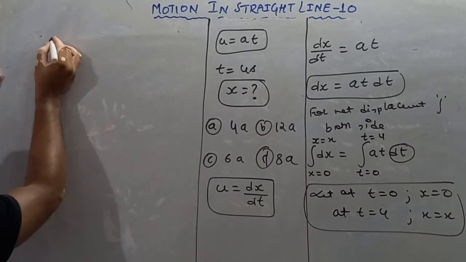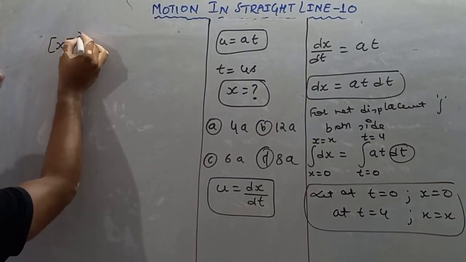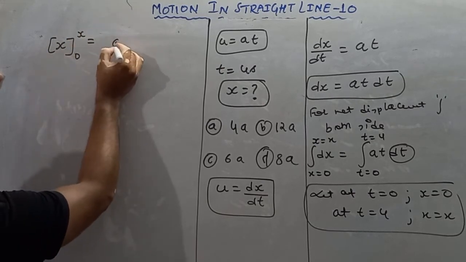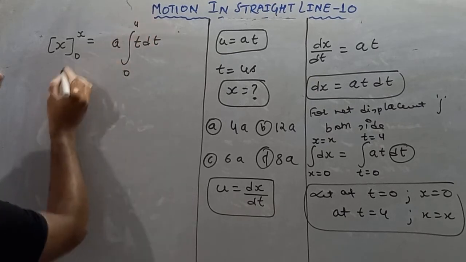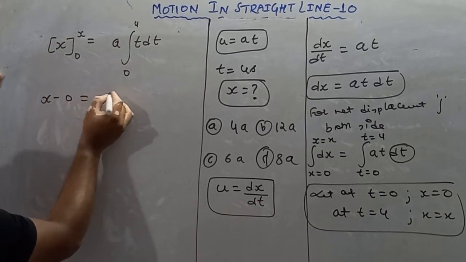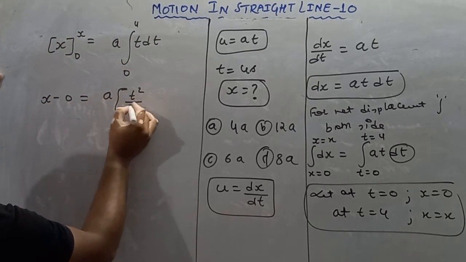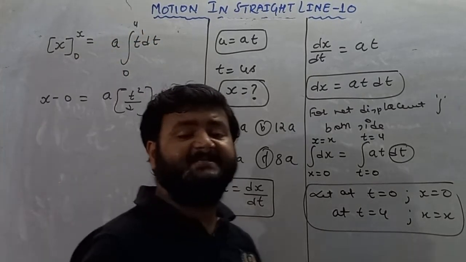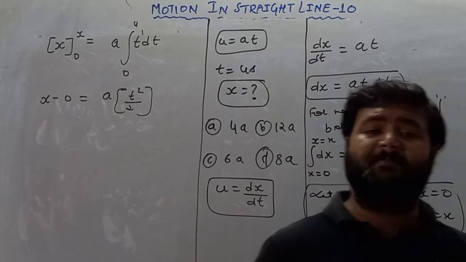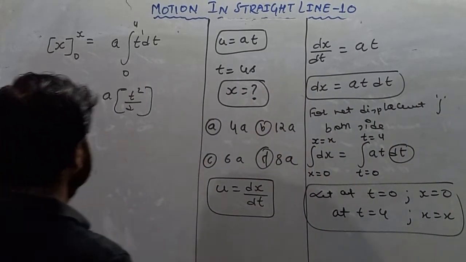We know that integration of dx is nothing but x. So x from 0 to x is equal to a, which is constant, and it remains t dt. So from 0 to 4, upper limit minus lower limit, t dt. Integration of t dt is nothing but t square by 2, because we know that integration of x raised to the power n dx is x^(n+1) upon n+1.